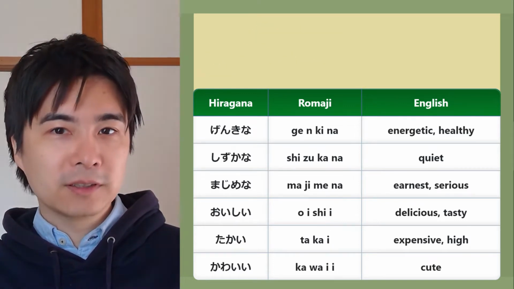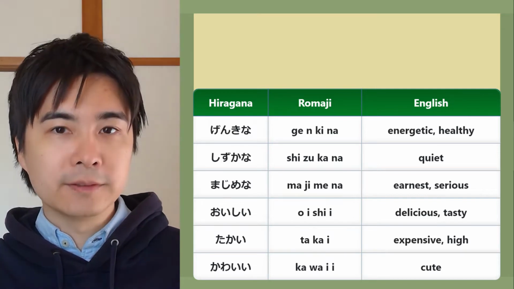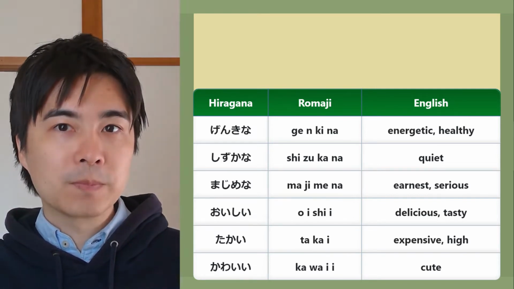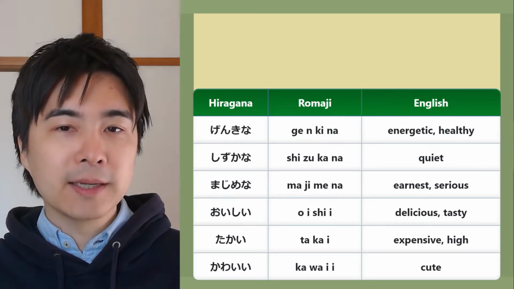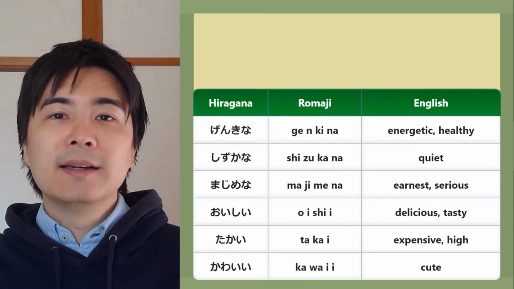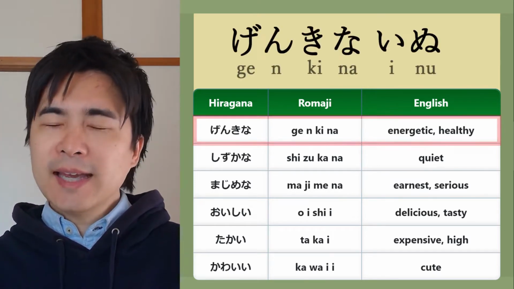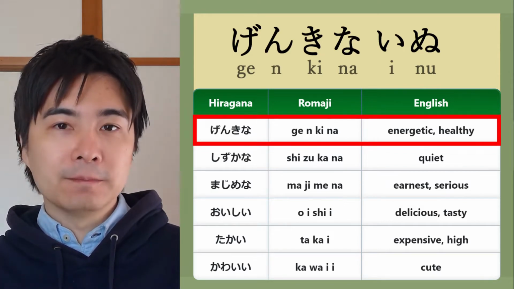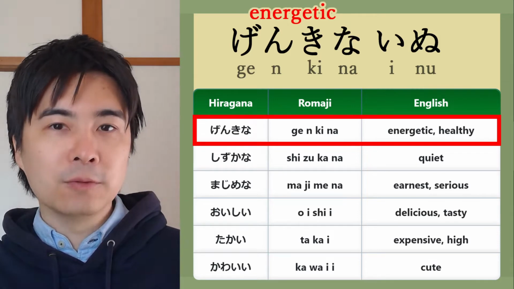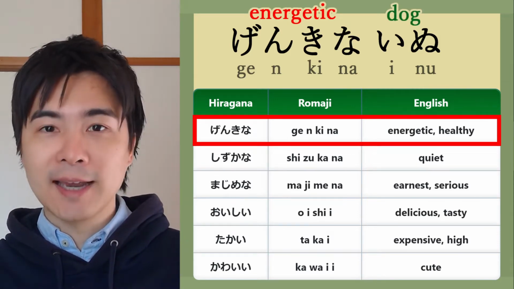And how to use them is similar to English adjectives. Just like English adjectives, we just need to put them right before a noun to be modified. For example, if you want to say energetic dog, you can say 元気な犬。元気な is a na-adjective meaning energetic, and 犬 is a noun meaning dog. So 元気な犬 means energetic dog.